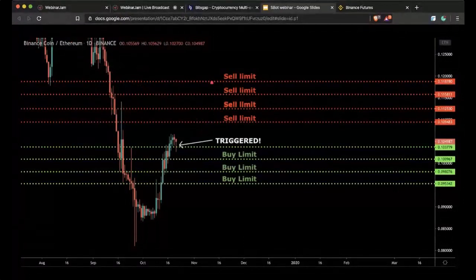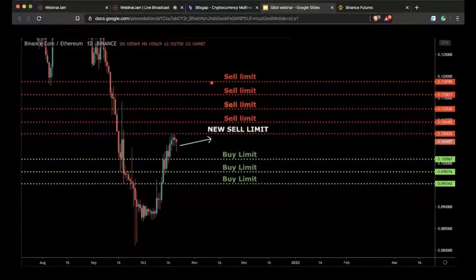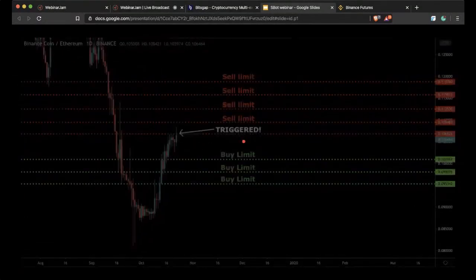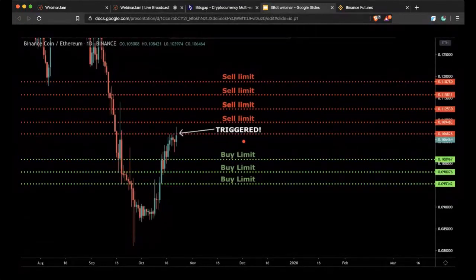All right. What happens next? A new sell limit order is placed right above this place where you've just bought some BNB coins. And then as the price moves upwards, you see it triggered the sell limit order, the new one. That means that this time your bot is going to sell a portion of your BNB coins and you get your profit in Ethereum.